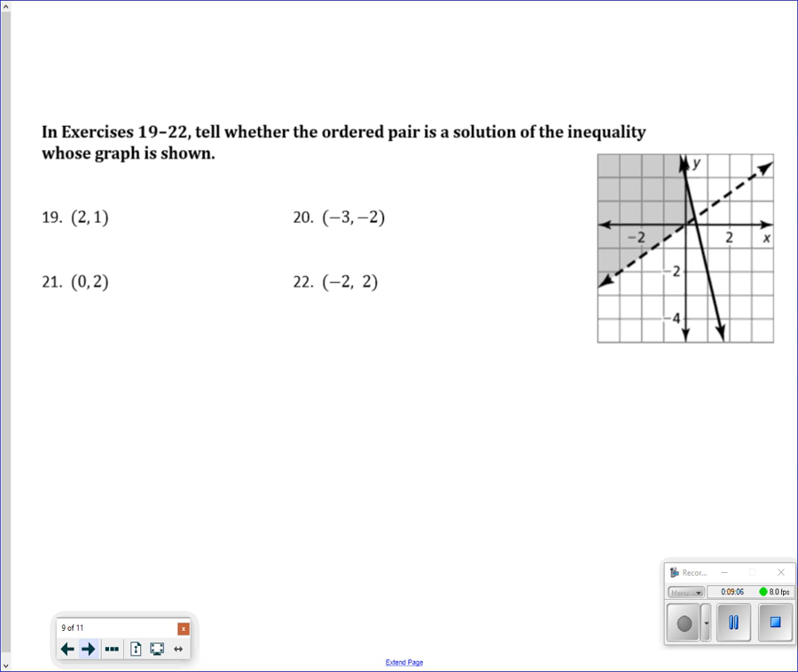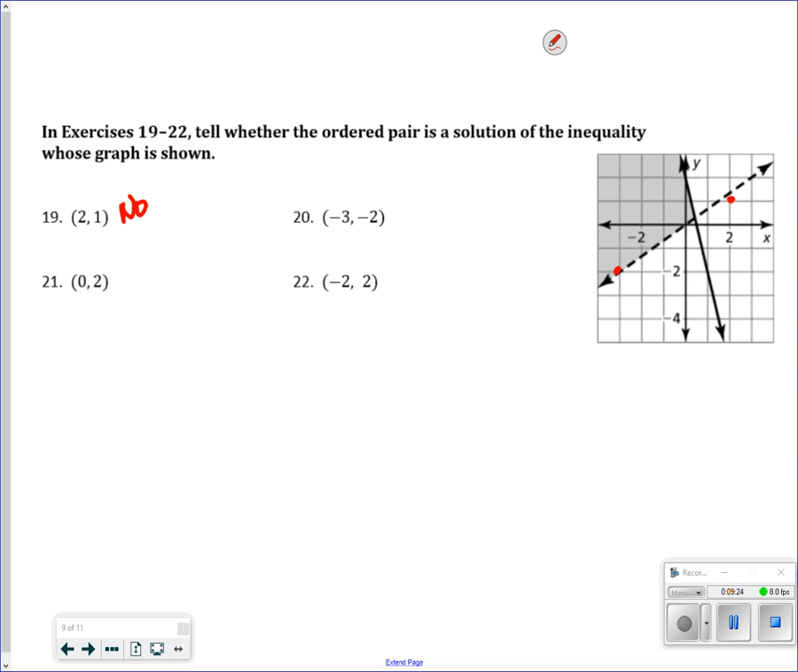Same thing as before, shaded region. If it's in the shaded region or on a solid line, it's a yes. If it's on a dashed line, it's a no. So here we go. (2, 1). That is not in the shaded region. It is not on a solid line. The answer to that is no.